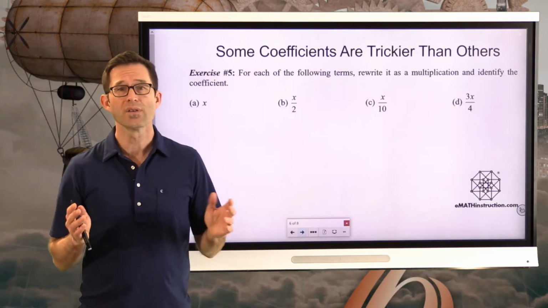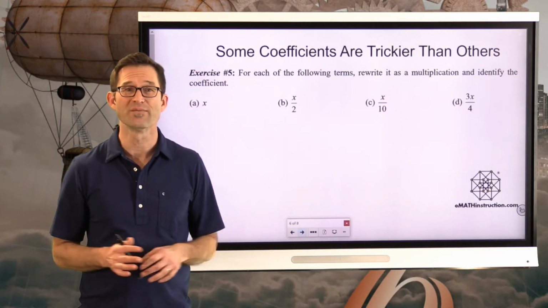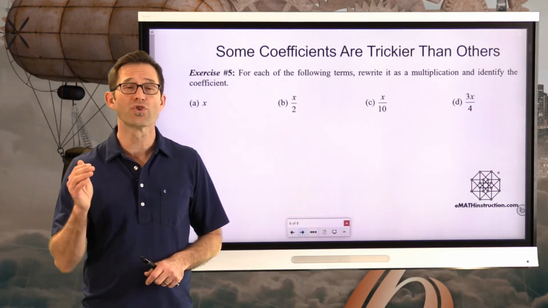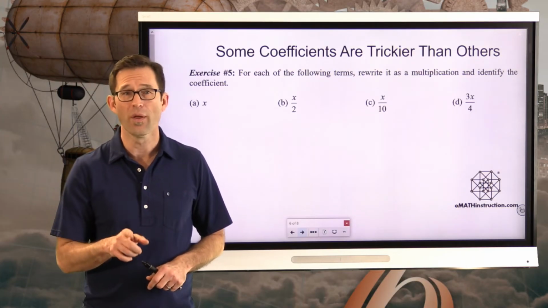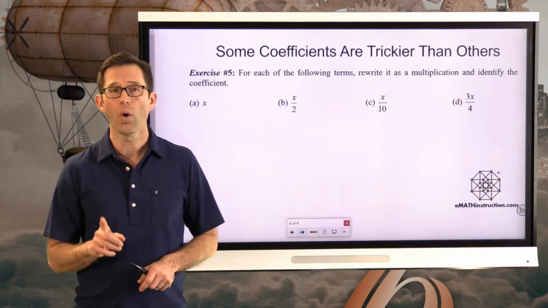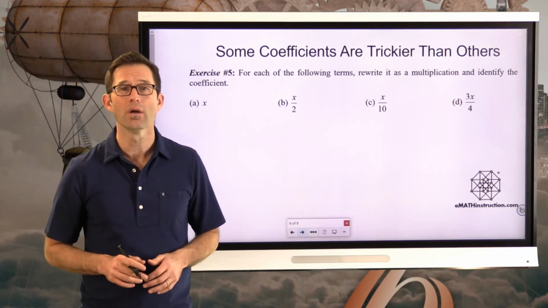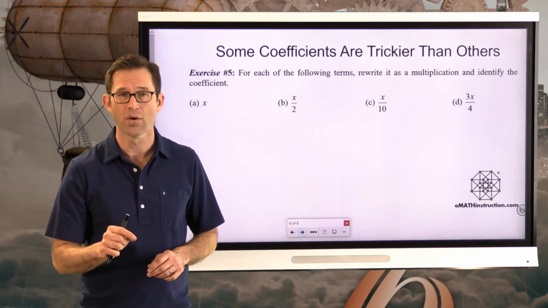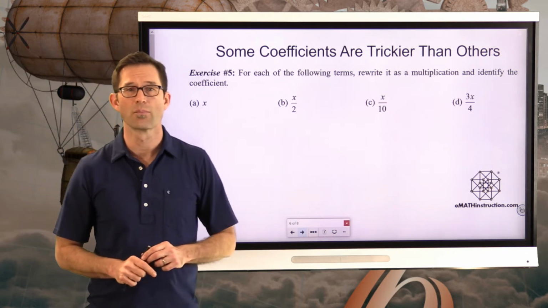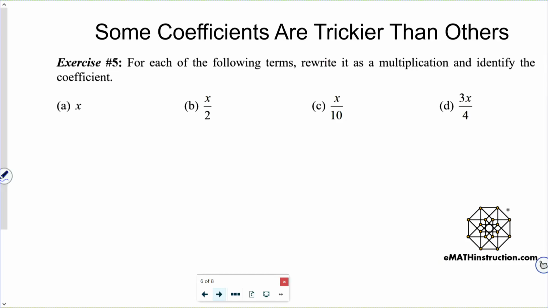Here we go. Some coefficients are trickier than others, all right? Every single term has a coefficient, whether you see one there or not. And remember, a coefficient is the number that is multiplying the variables, okay? So let's take a look at exercise number 5. For each of the following terms, rewrite it as a multiplication and identify the coefficient.